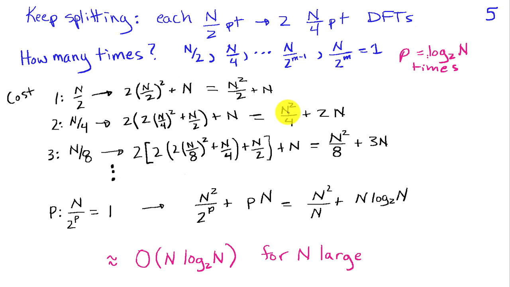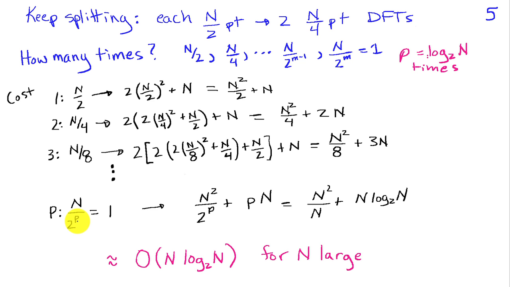And that turns out to be n squared over 4 plus 2n. You can do n over 8, and if you follow through the logic again of now having 2 n over 8 point DFTs replacing each of the n over 4 point DFTs, you end up with n squared over 8 plus 3n.